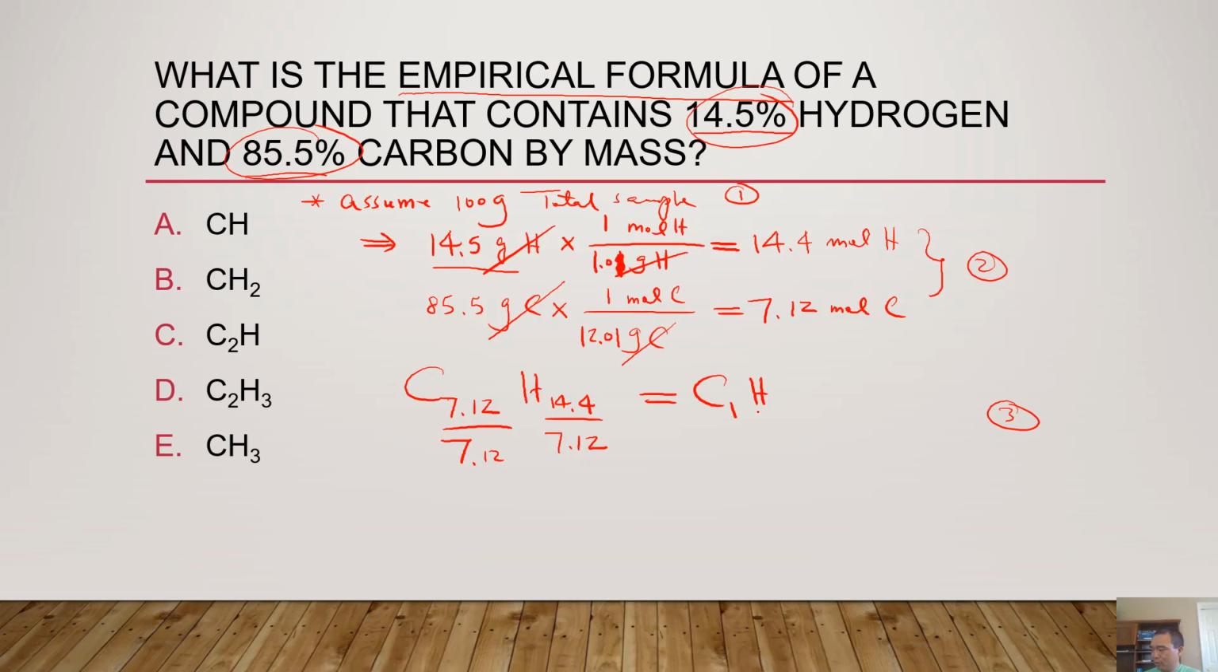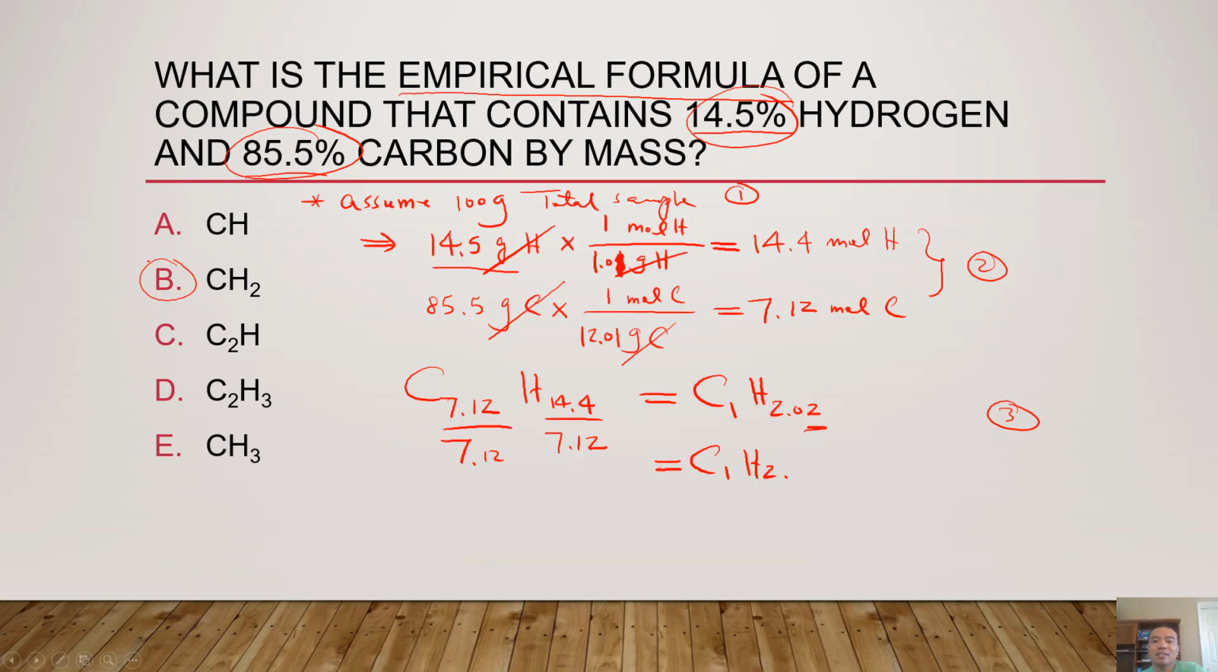The next one, we're going to use the calculator: 14.4 divided by 7.12. This gives you 2.02. This 2.02 is close enough to the number 2, so that's why we round it to 2.0 or just 2. If it's 2.5, you cannot round it. All right, so the correct answer will be B.